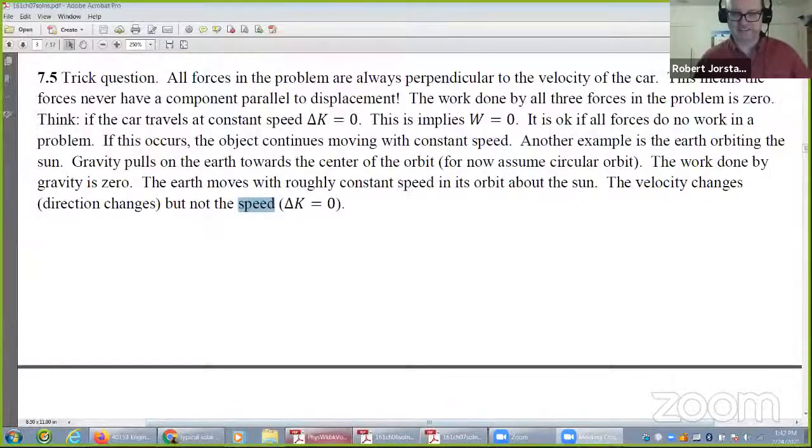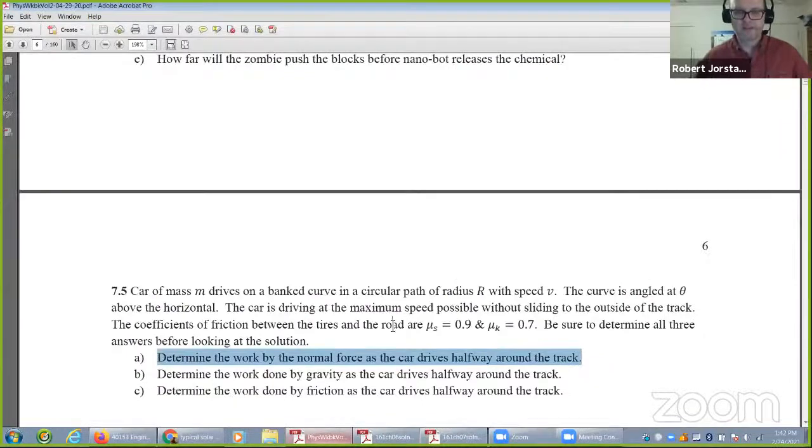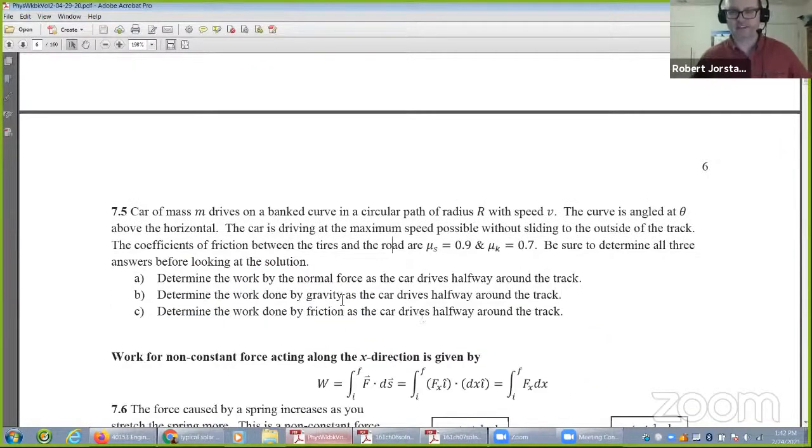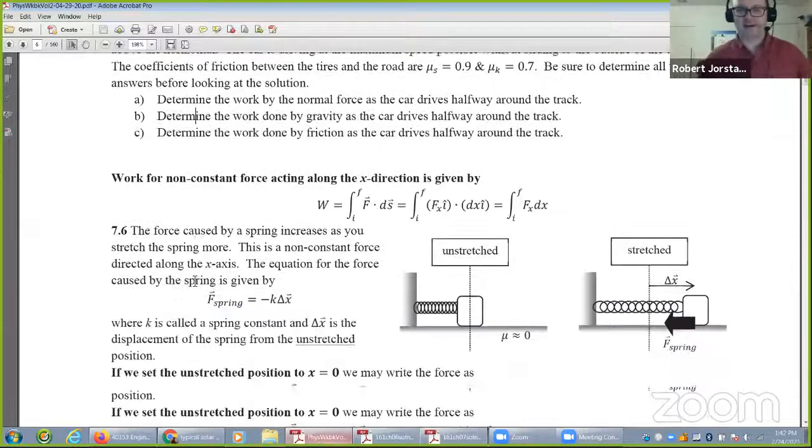It's kind of an uncomfortable feeling when you say everything is 0 in a problem, but that's okay. So you're supposed to look at that and just say the answer is 0 for all three. All right, so it's counterintuitive.